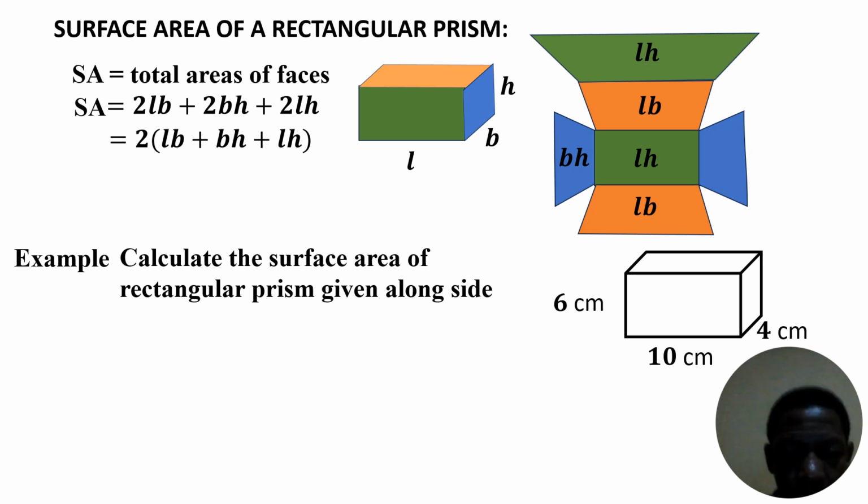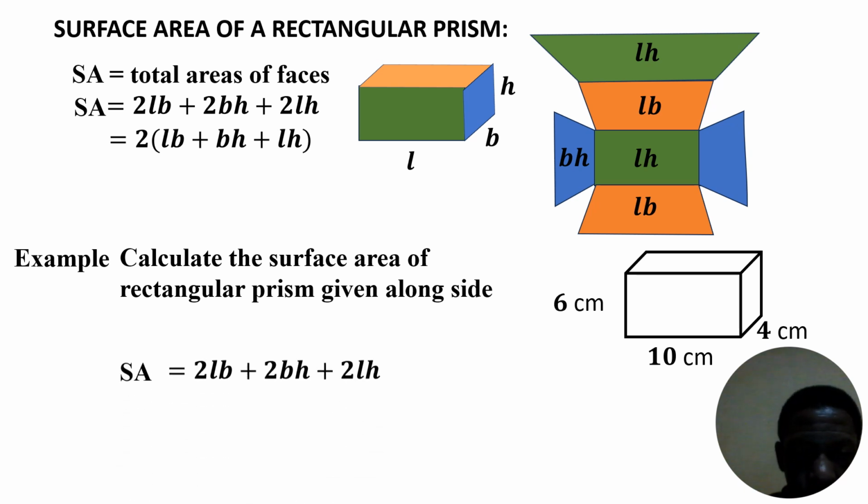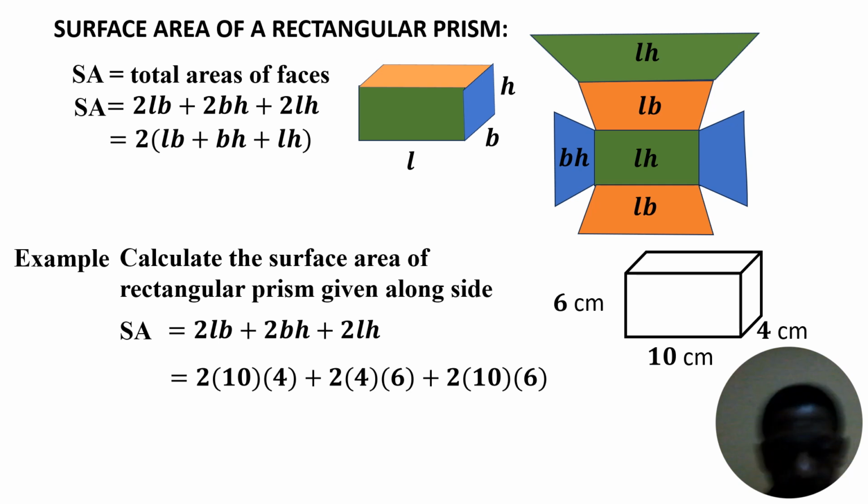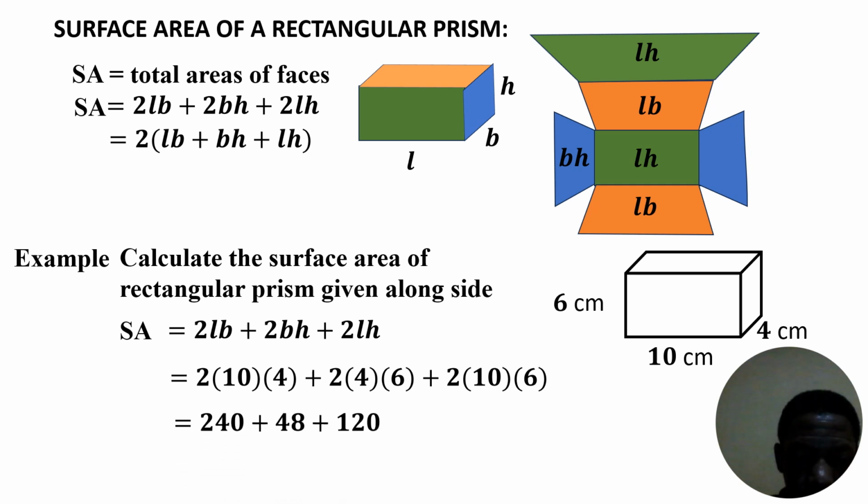Calculate the surface area of a rectangular prism given alongside. Right, we are having the side length of 10, the breadth of 4, as well as the height of 6. So we will substitute from this formula, and then as we substitute, you will see that length is 10, breadth is 4, and height is 6. So we have just substituted everything there, and then we just simplify, and then after simplifying, we get the answer, which is 408 centimeters squared.